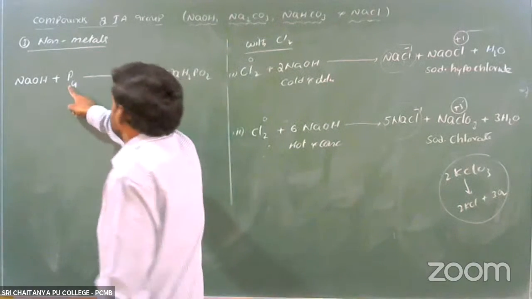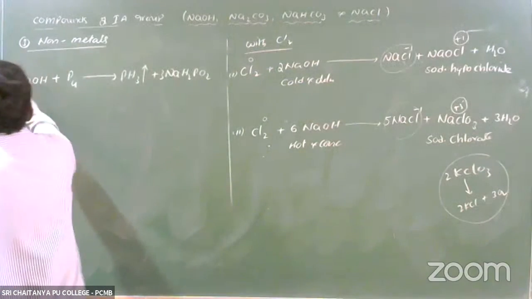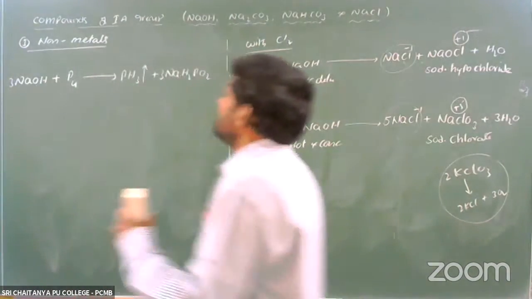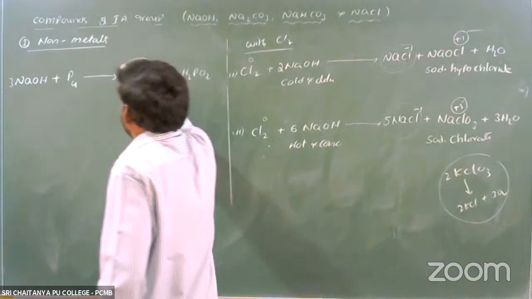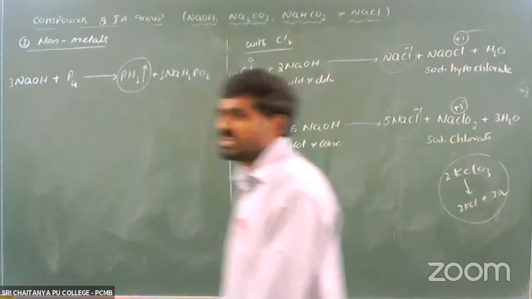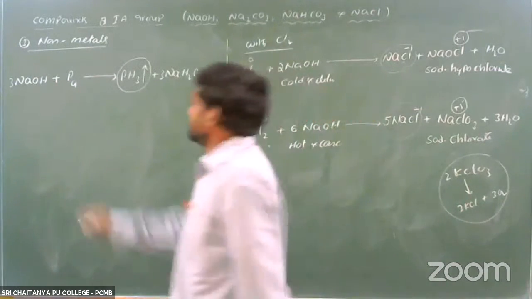So the number of phosphorus atoms is 4. The number of sodium is 3. So 3 moles of NaOH react with 1 mole of phosphorus. It gives 1 mole of phosphine, which is in gaseous state. It is also an example for disproportionation reaction.